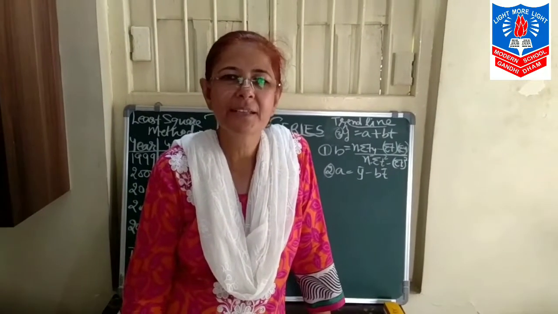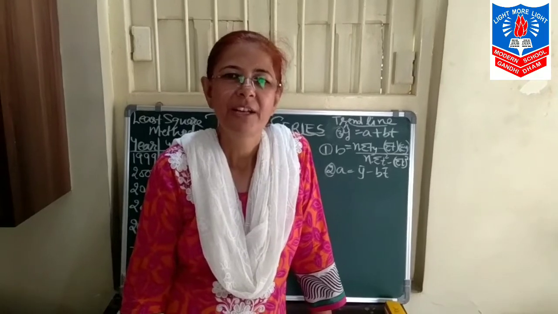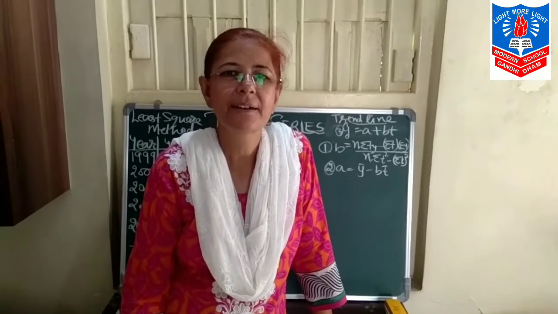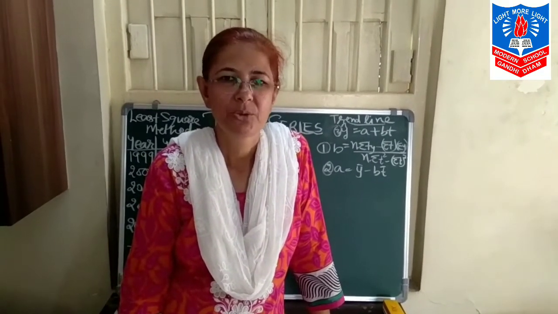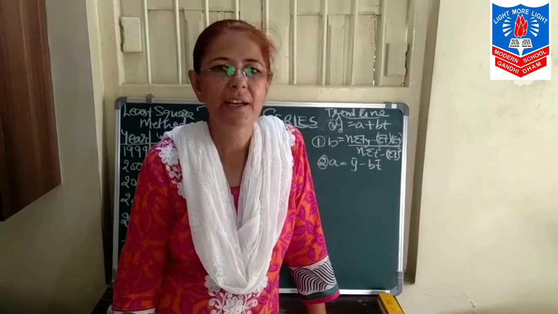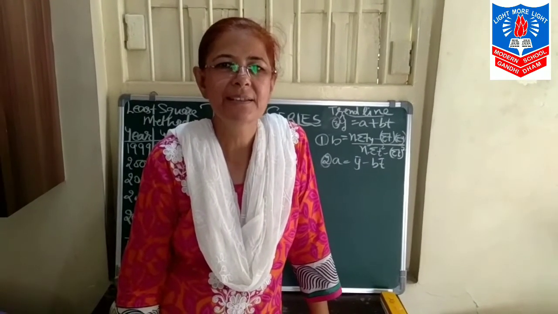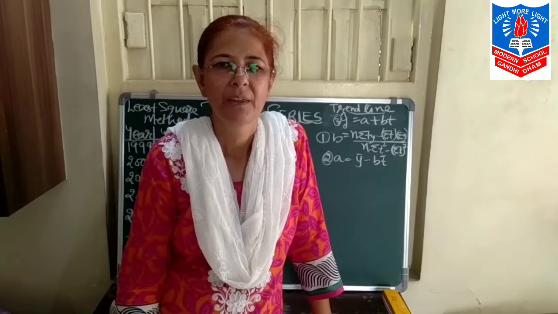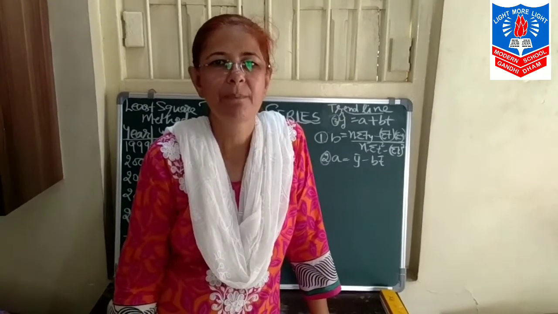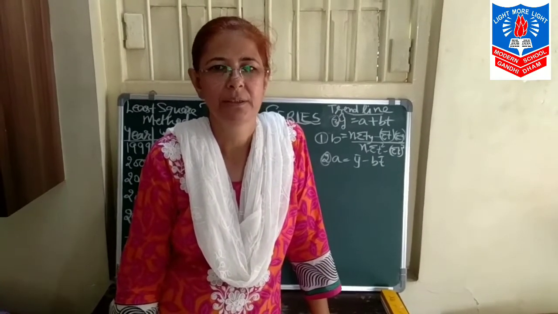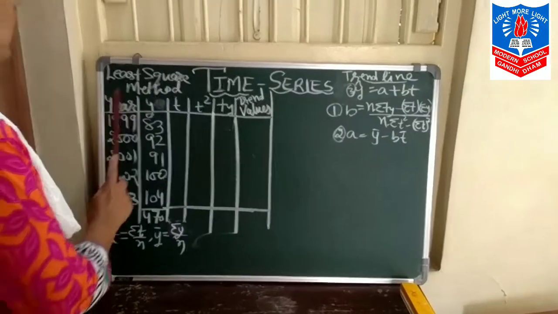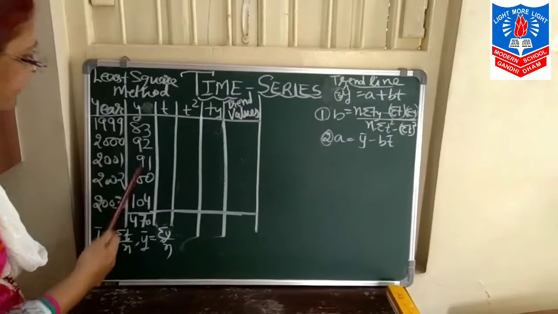Now in yesterday's session we did sums based on scatter diagram method. Today we will go with the second method, that is least square method. Now let us start a sum based on this method. Least square method. Now here is the sum.